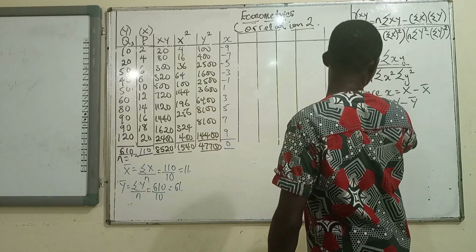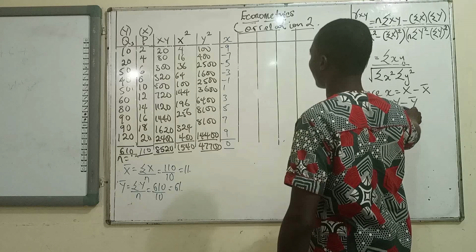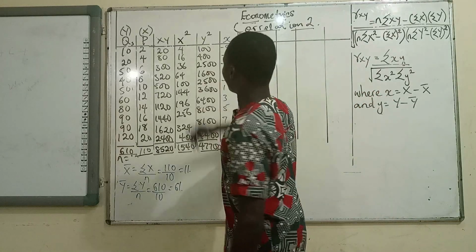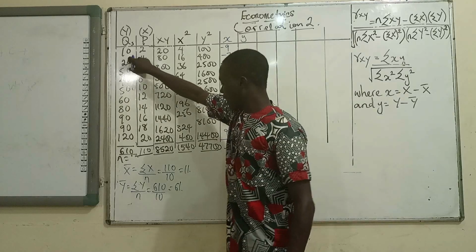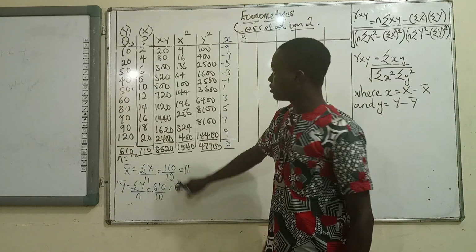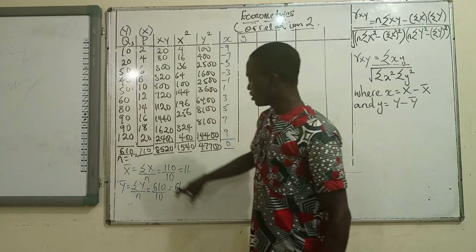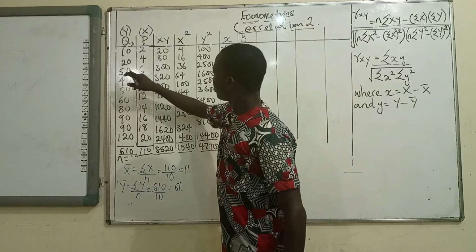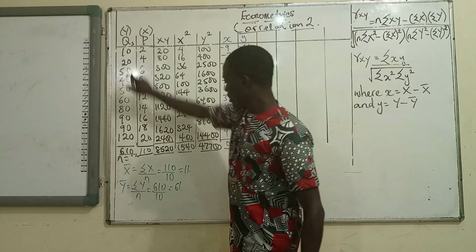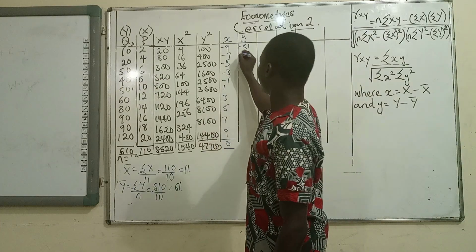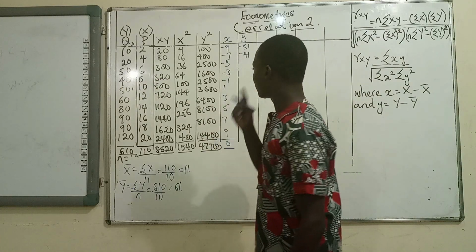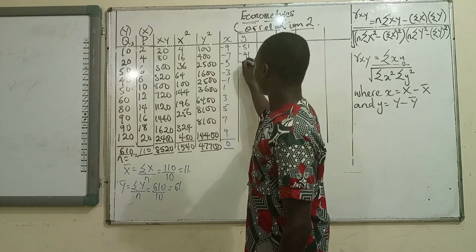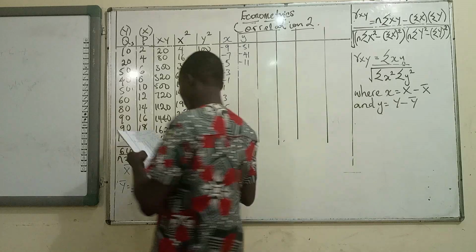Then we have this, which is y minus bar y, which is the small y. So where is the column for y? This is 10, and bar y is 61. So 10 minus 61 is going to give me minus 51. Then I have 20 minus 61, which is going to give me minus 41. Don't worry yourself about the sign. Then 50 minus 61 is going to give me minus 11. Then I continue.